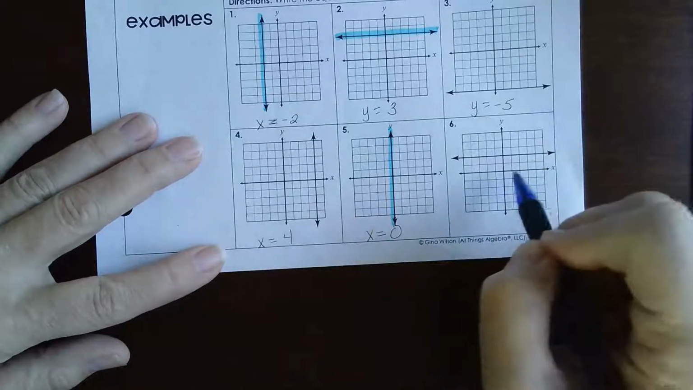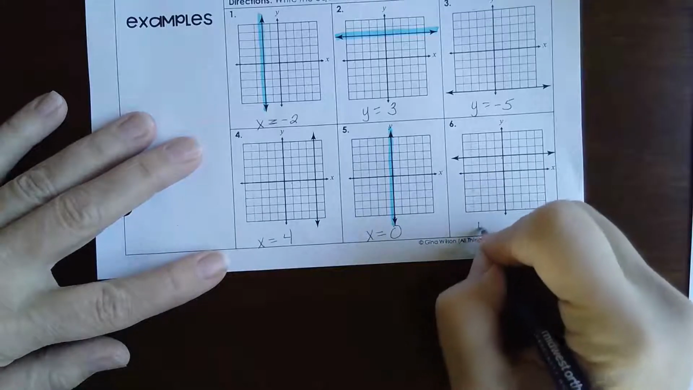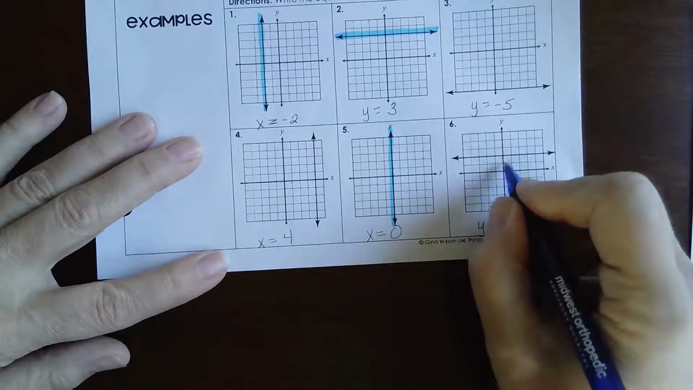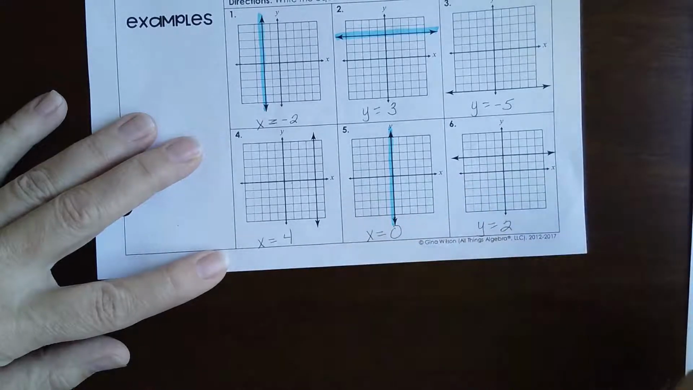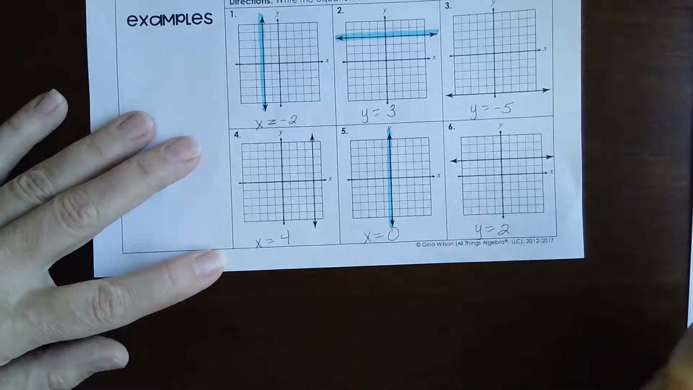And now number 6, it's crossing the y-axis. It's horizontal, so it's going to be y equals 1, 2. I hope you got those all right. I'll give you a moment.